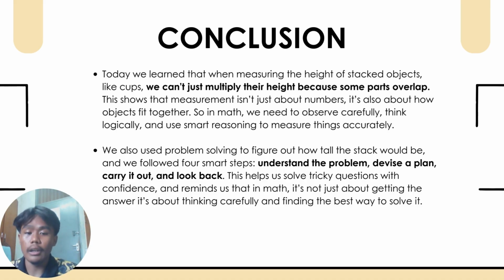So in conclusion, when we measure the height of things that are stacked, like when we stack boxes or cups that are open and have space, we cannot just multiply by the actual height. That's because some objects have a very massive space that overlaps when they are stacked, because it's not only just numbers, but also how we think far in order to do them well. Next, we also cannot forget that in order to solve the problem, we need to obey these 4 steps, including understand the problem, devise a plan, carry out the plan, and look back and review.